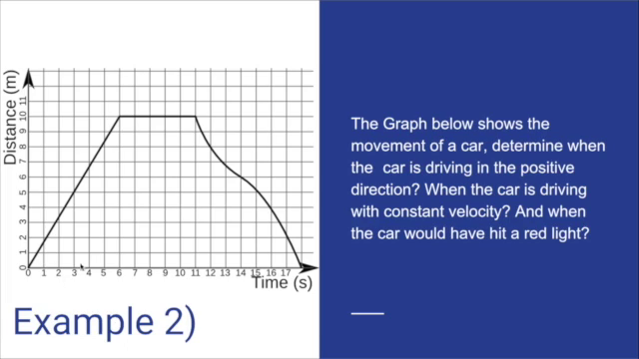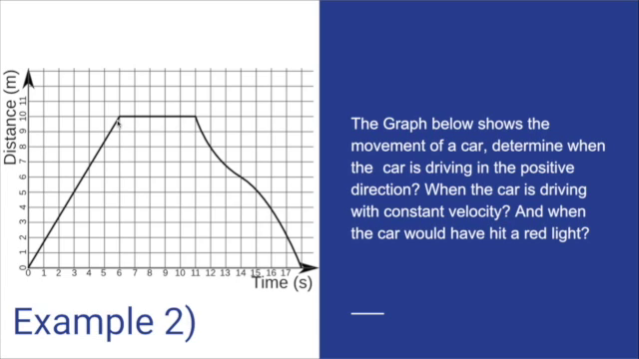So I don't need to write anything out for this, but if you look at this graph, we're trying to determine when the car is driving in the positive direction. Since there are no negatives, the positive direction would be moving upwards, so moving further away from the origin. So the car is moving in a positive direction when x is greater than 0 but smaller than 6, because the distance is getting further away from the origin.